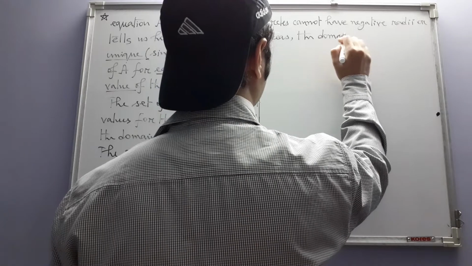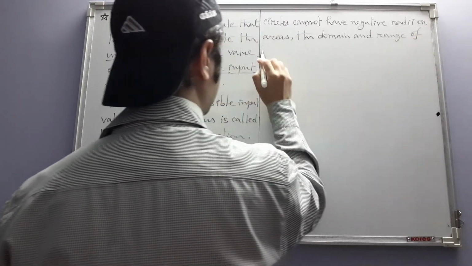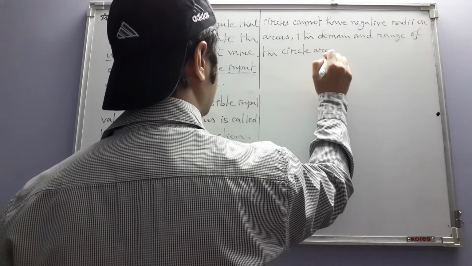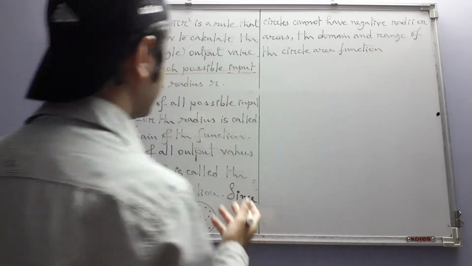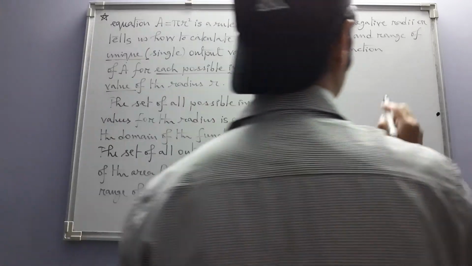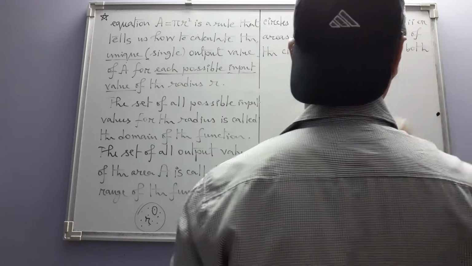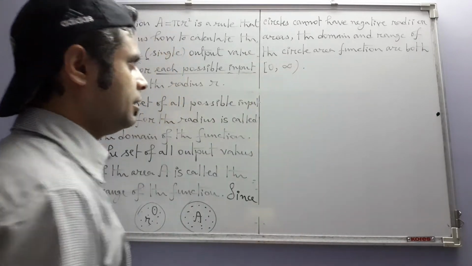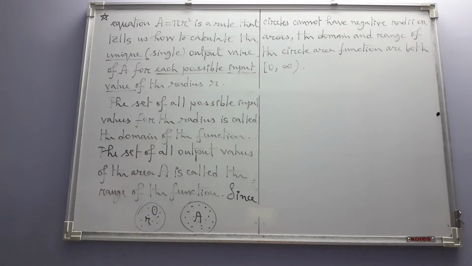The domain and range of the circle area function. We can call it the circle area function because it calculates the area of a circle depending on its radius, are both this interval, which consists of all non-negative real numbers.